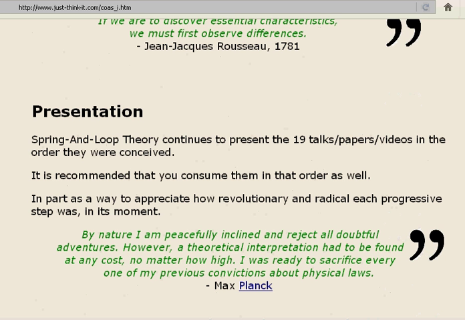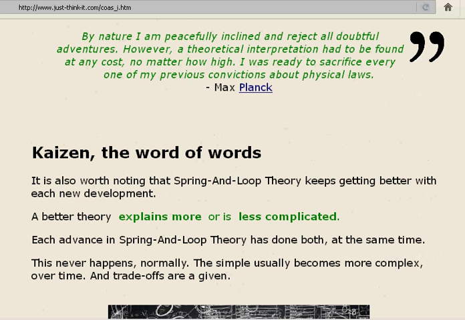By nature I am peacefully inclined and reject all doubtful adventures. However, a theoretical interpretation had to be found at any cost, no matter how high. I was ready to sacrifice every one of my previous convictions about physical laws. Max Planck.